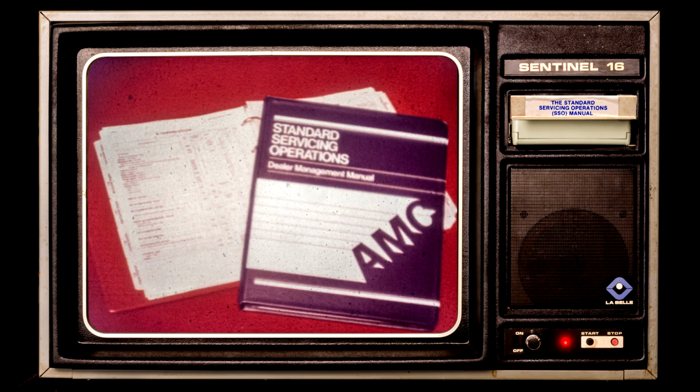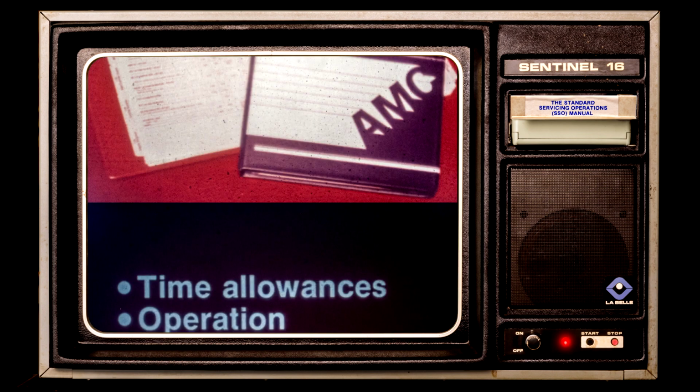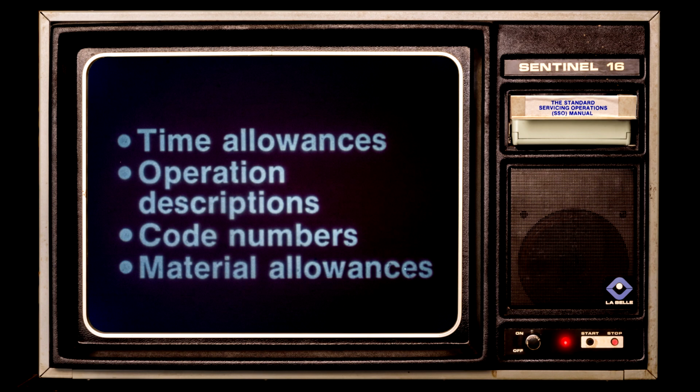The subject of this training release is the Standard Servicing Operations, or SSO, manual. There are two versions of the SSO manual, one pertaining to AMC vehicles and the other to Jeep vehicles. Both versions utilize identical formats. The SSO manual provides you with important information concerning the servicing of AMC Jeep vehicles. This information includes time allowances, operation descriptions, code numbers, and material allowances for all repair procedures.